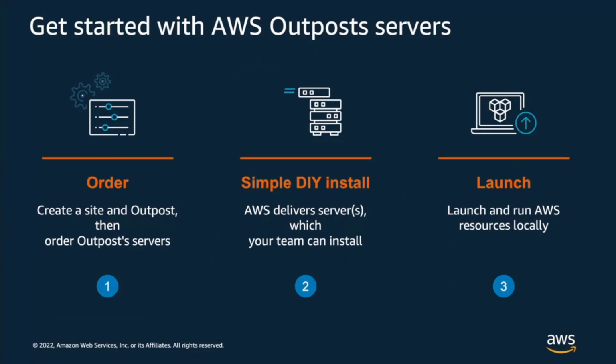I'm going to go into these 3 steps in a little bit more depth in just a second, but this is the high level of really what you do to get started with Outpost servers. You order them. That's right through the console. You have a pretty simple DIY setup and install, and then you launch the system, and you get to the point that it's just available capacity for you to define to run instances on.